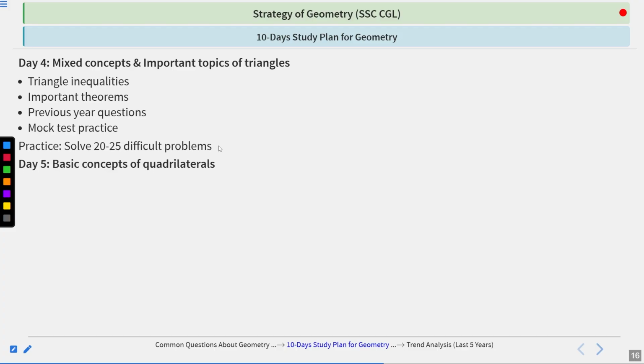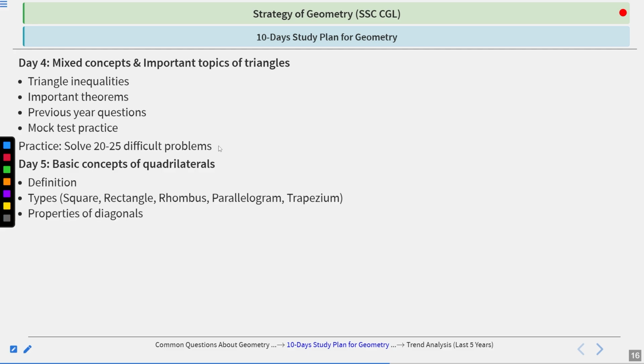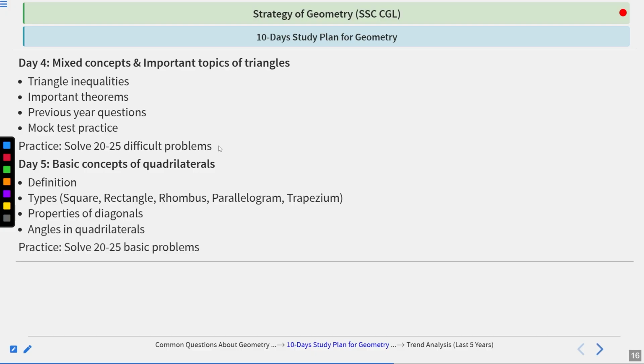On day 5, you need to learn the basic concepts of quadrilaterals. First, you need to learn the definitions of all the quadrilaterals like square, rectangle, rhombus, parallelogram. The types are square, rectangle, rhombus, parallelogram, trapezium. Next, learn the diagonal properties of these quadrilaterals, angles in quadrilaterals, and try to solve a minimum of 20 to 25 basic level problems related to quadrilaterals.